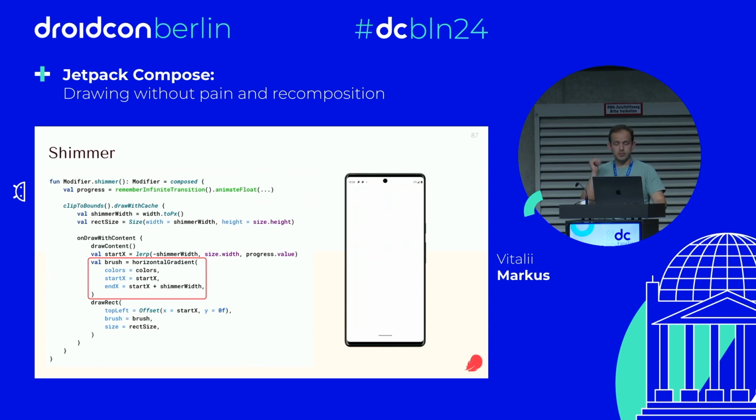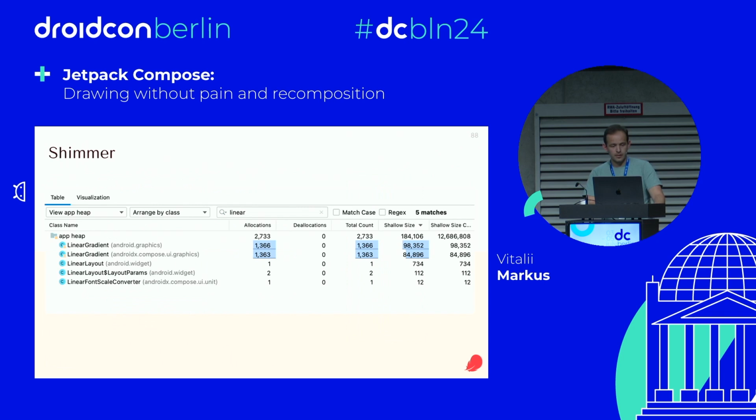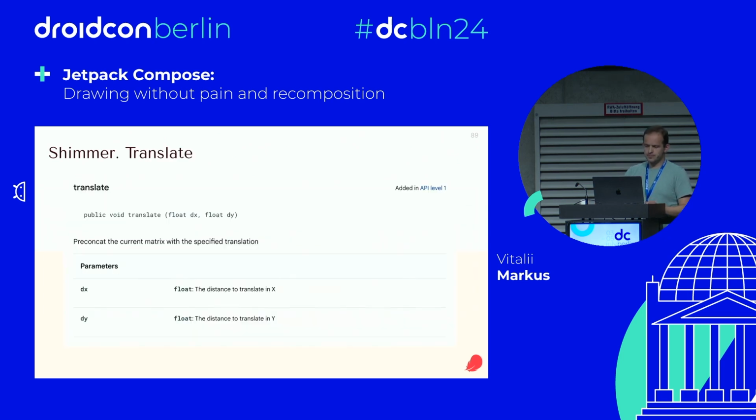And let's check the memory allocation for this example. If we open the profiler, we can notice that during the shimmer animation, the linear gradient from Compose was created 1,363 times, and the native Android linear gradient was created the same number of times. So it appears that we are creating a linear gradient object on every animation frame during our drawing phase. So we must optimize it.